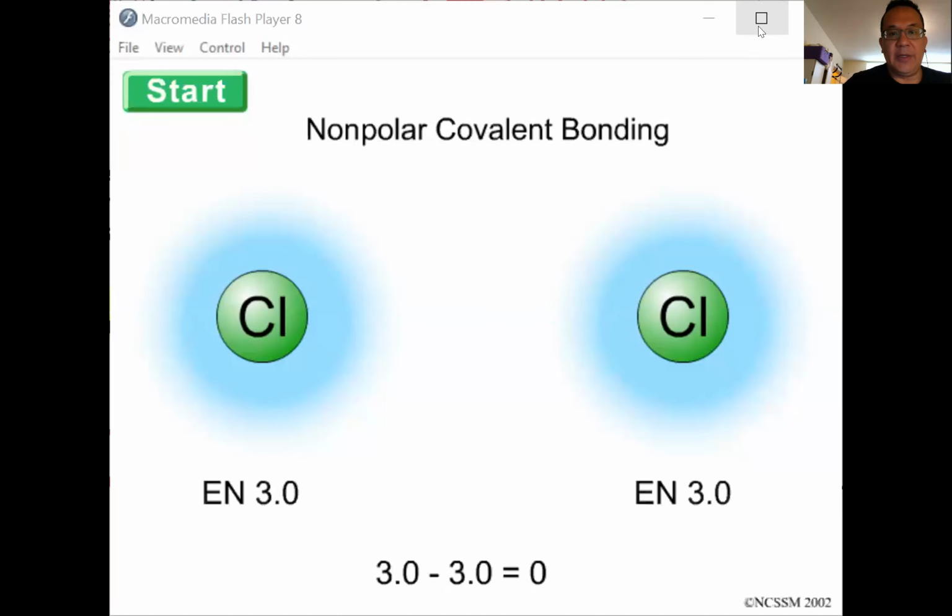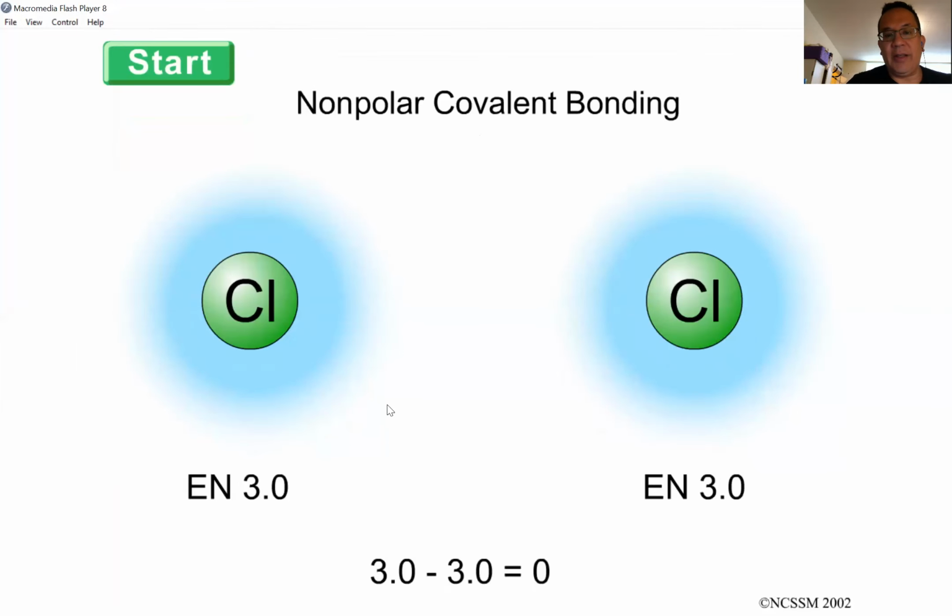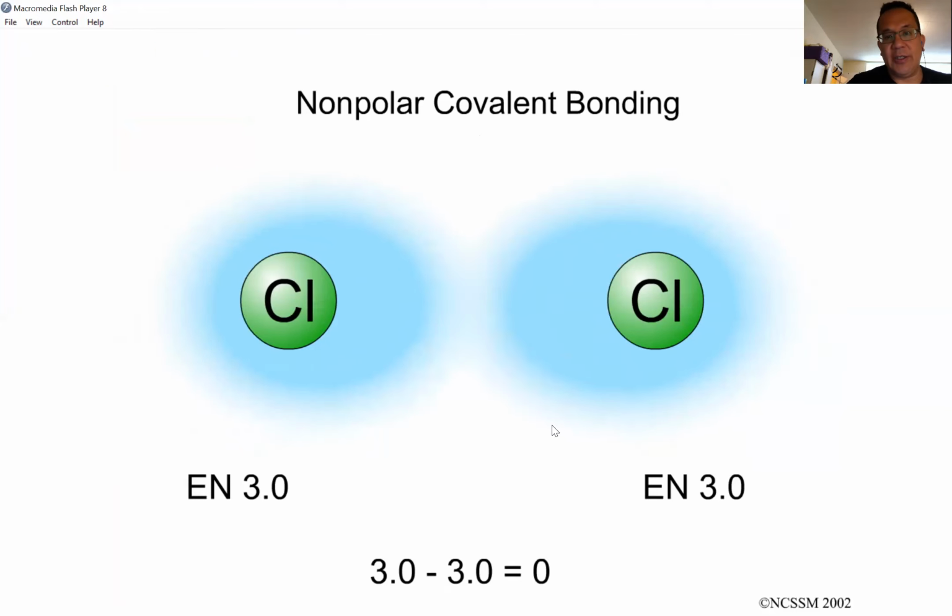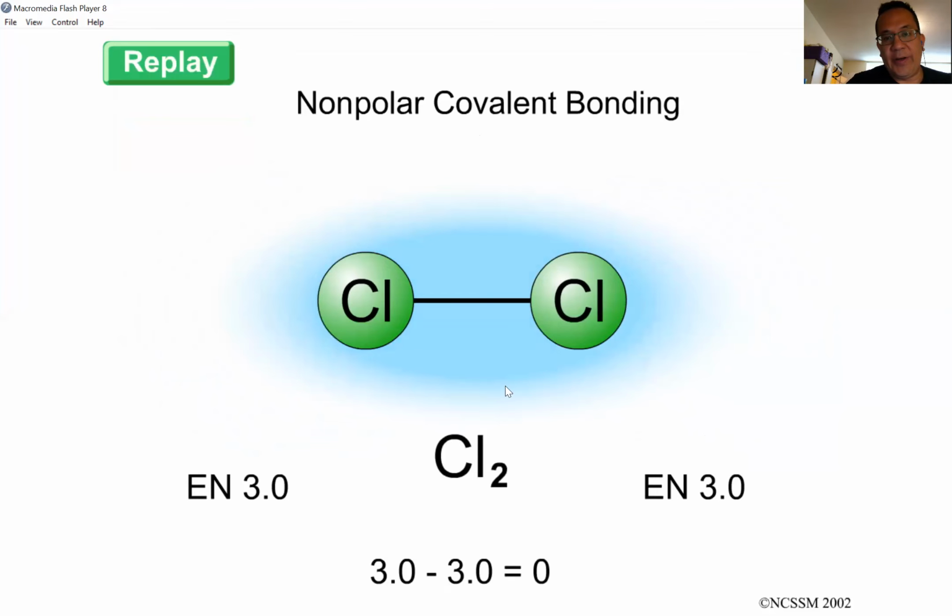So what do I mean by non-polar covalent bonding? In this case, chlorine and chlorine are exactly the same in terms of electronegativity, and the difference is 0. If you look at the blue cloud, which represents the electrons, notice it is perfectly shaded in the middle. What I'm going to do next is share the next one, which is the polar bond.